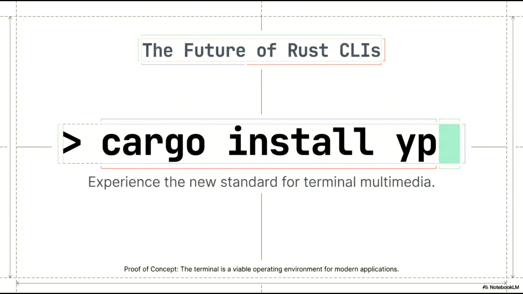The future of Rust command line interfaces is centered on transforming the terminal into a sophisticated platform for modern software. By running the command cargo install wipe, you can experience a new standard for terminal multimedia. This project serves as a definitive proof of concept, demonstrating that the terminal remains a viable and powerful operating environment for the next generation of applications.